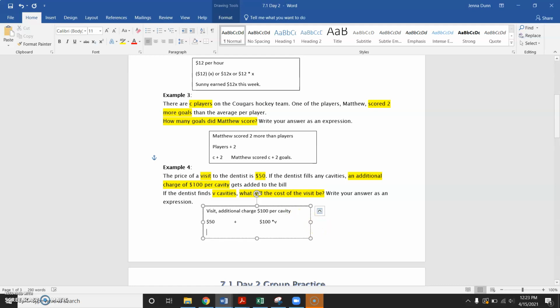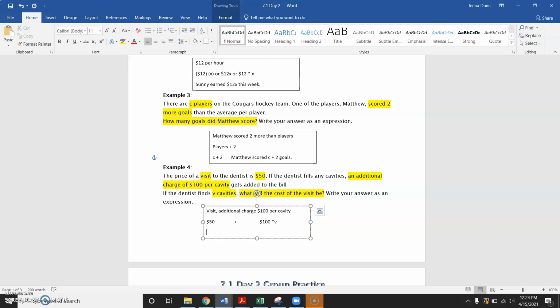Then that's all we're doing. The thing that's really important is this has to stay together. The 100V has to stay together, because if I have 0 cavities, that's $100 times 0. That means I have 0 additional charge. If I had 1 cavity, I'd have 100 times 1, and I'd have 100 extra dollars. If I had 2 cavities, it'd be $200. If I had 3 cavities, it'd be $300. If I had 4 cavities, it'd keep going. And so those two have to stay together. We cannot add the 100 and the 50 because the 100 belongs to the V.